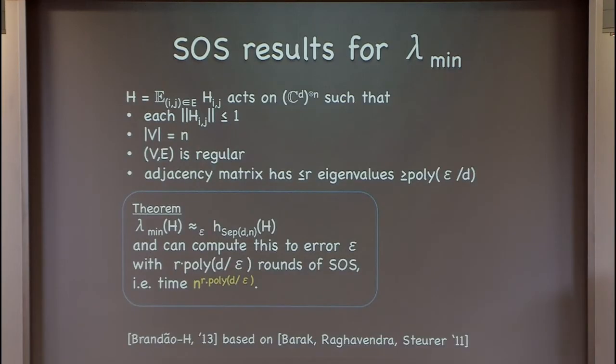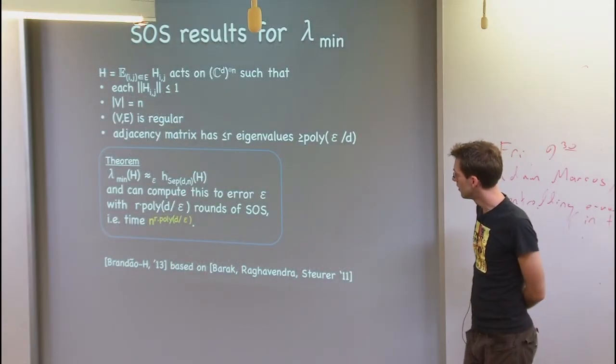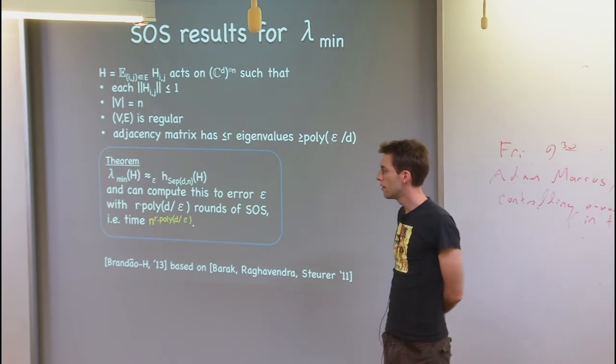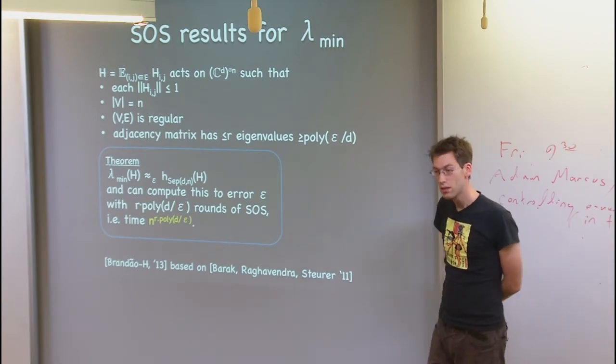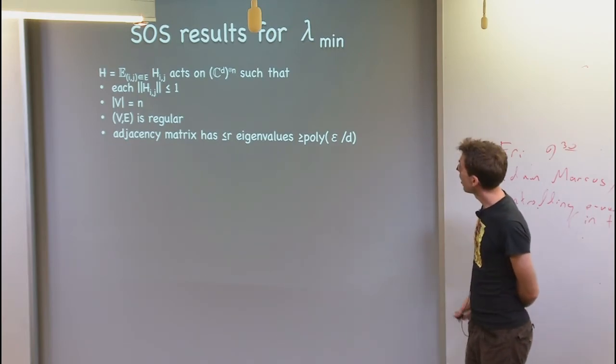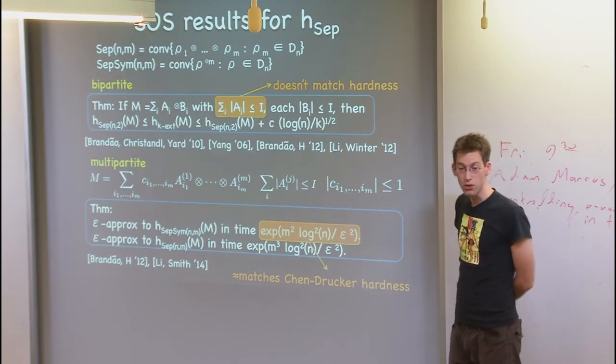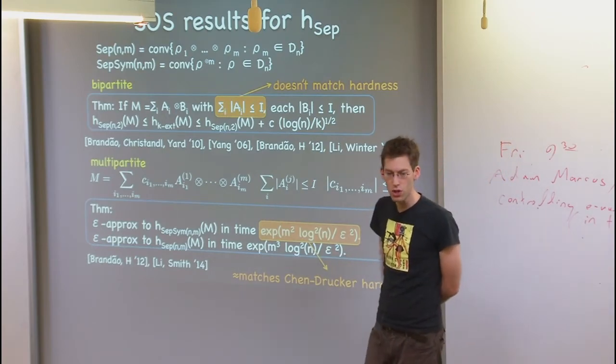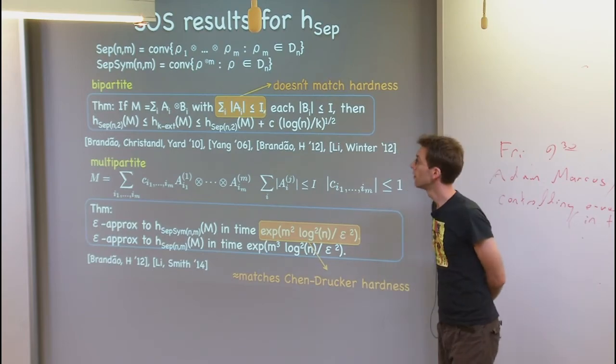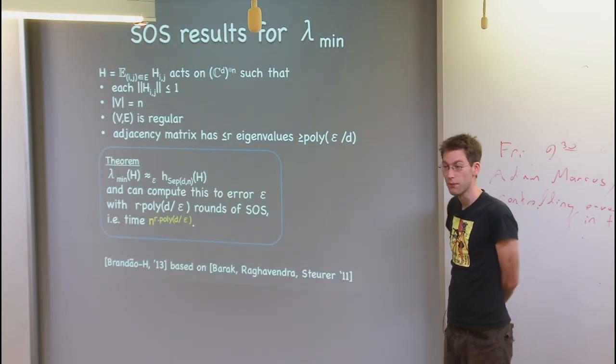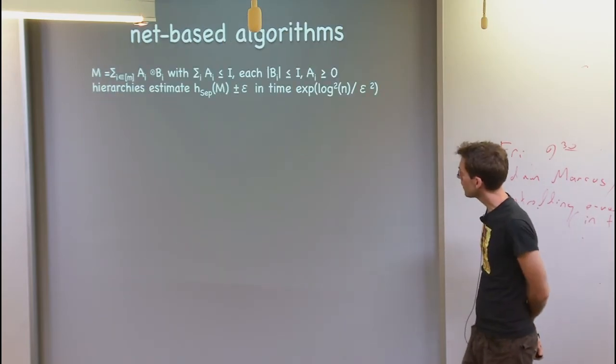Sorry, just one question. Yeah. So these ones for lambda min, the relaxation that you're using doesn't use PPT, right? That's right. And also these results for HSEP, they don't use PPT. We in general don't really know how to make good use of it. There's some evidence that it may be very helpful.